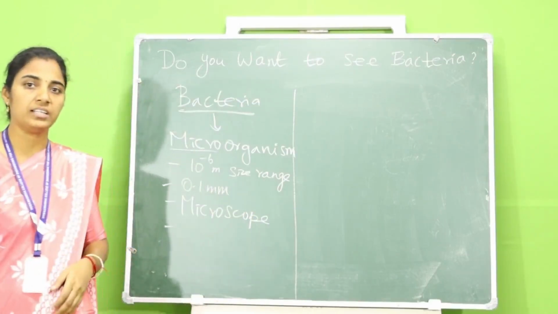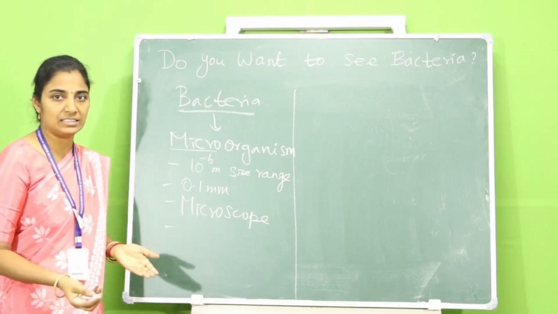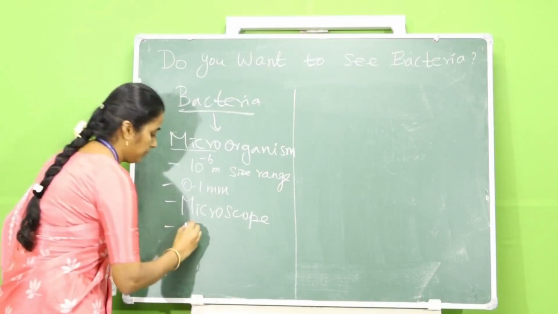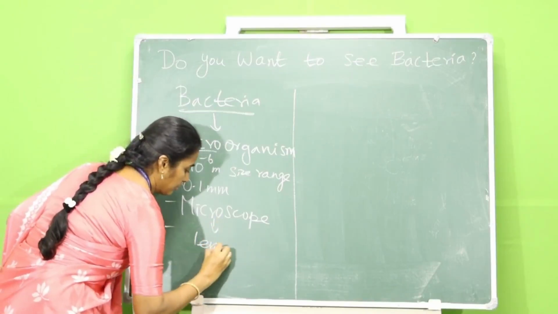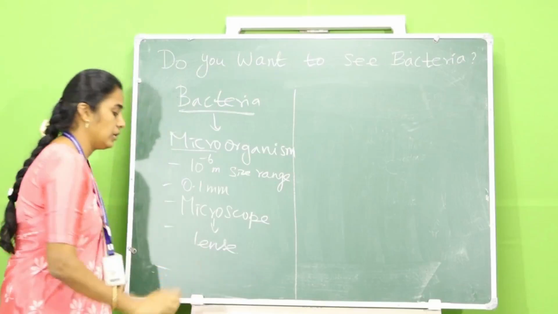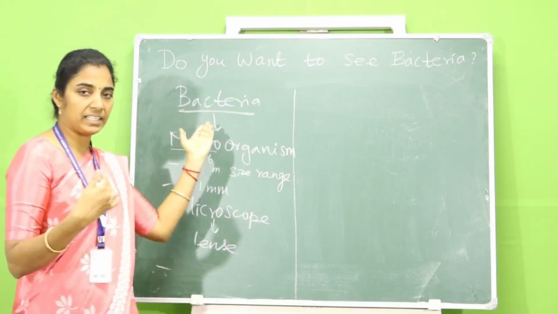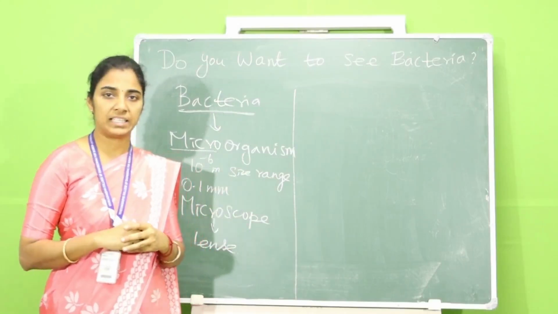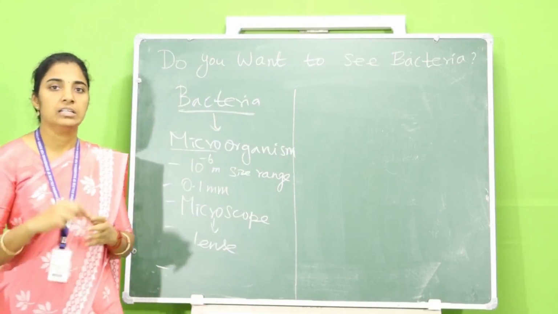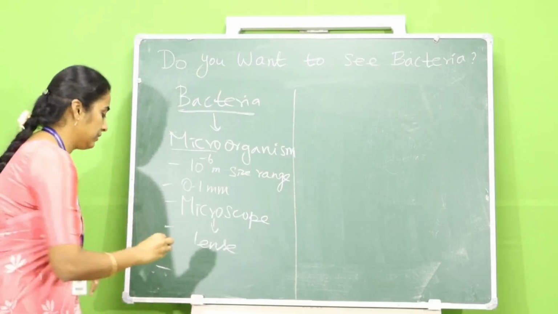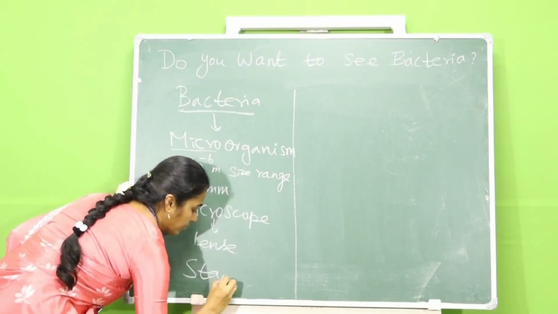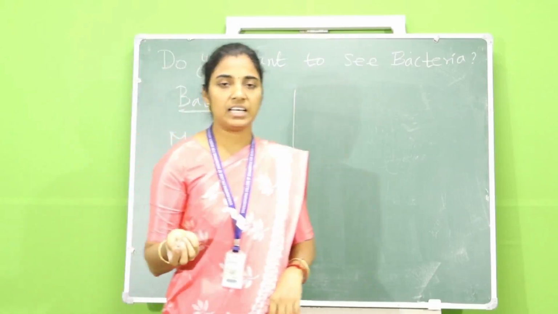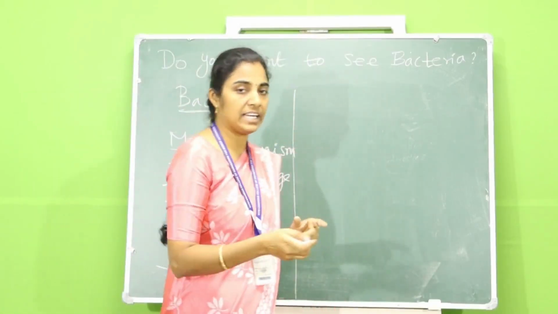Microscope is an instrument which has the combination of lens. It maximizes the size of the image. Okay, to see bacteria we need microscope. In microscope we cannot see the bacteria directly. We have to go for coloring, that is staining. Particularly for bacteria we have to go for gram staining.